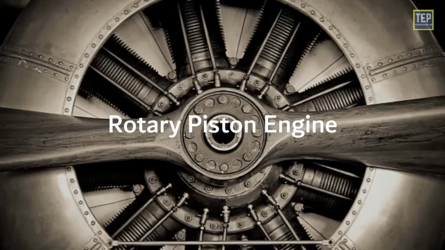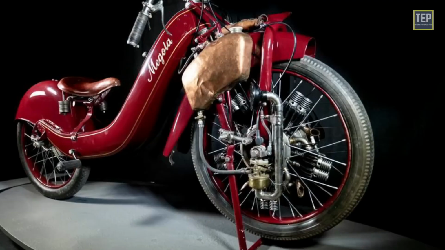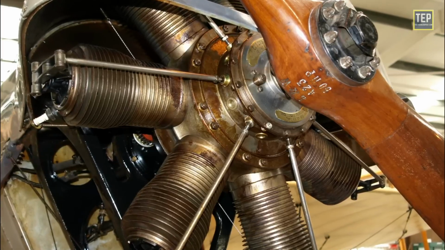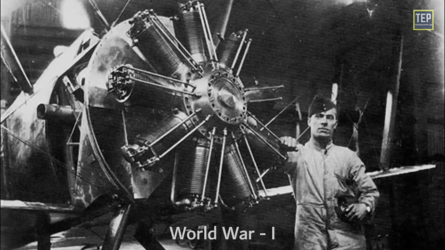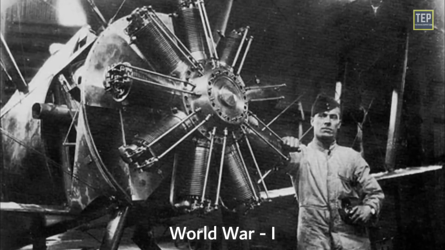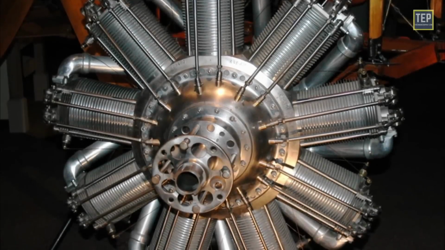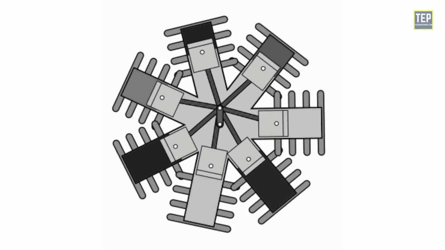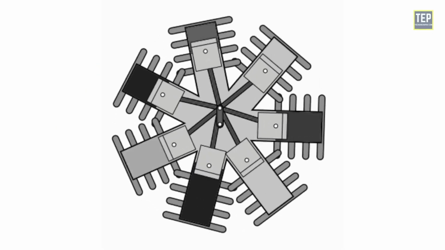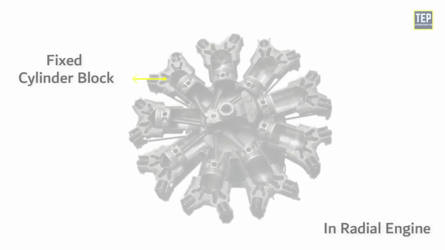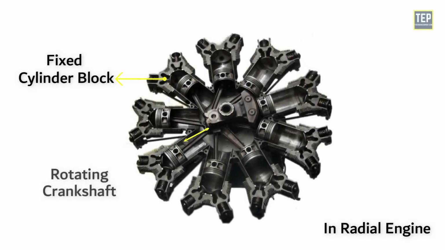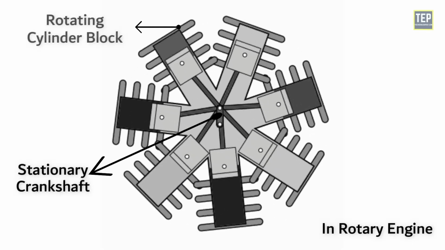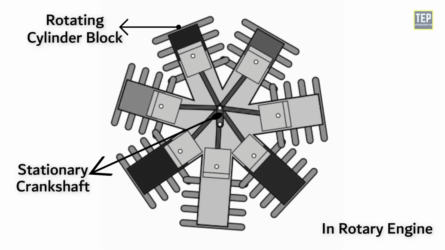The rotary piston engine is used in some early aircraft, motorcycles, and cars. The rotary aircraft engine was used heavily in early aviation, especially during World War I. A rotary engine is essentially a standard Otto cycle engine, with cylinders arranged radially around a central crankshaft, like a conventional radial engine. But instead of having a fixed cylinder block with a rotating crankshaft, the crankshaft remains stationary and the entire cylinder block rotates around it.